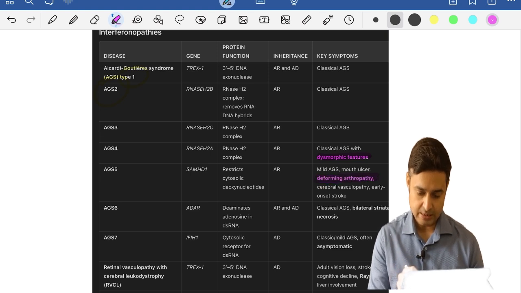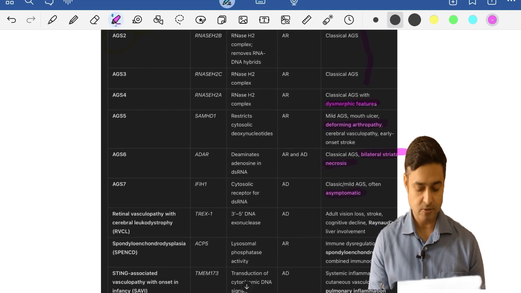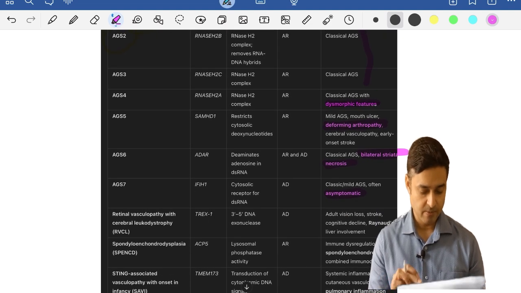Then we will highlight deforming arthropathy, bilateral striatal necrosis, and often asymptomatic. And these are classical. So AGS 1, 2, 3 are the classical AGS types. AGS4 is associated with dysmorphic features. AGS5 is like deforming arthropathy. AGS6 is bilateral striatal necrosis, and AGS7 is asymptomatic.